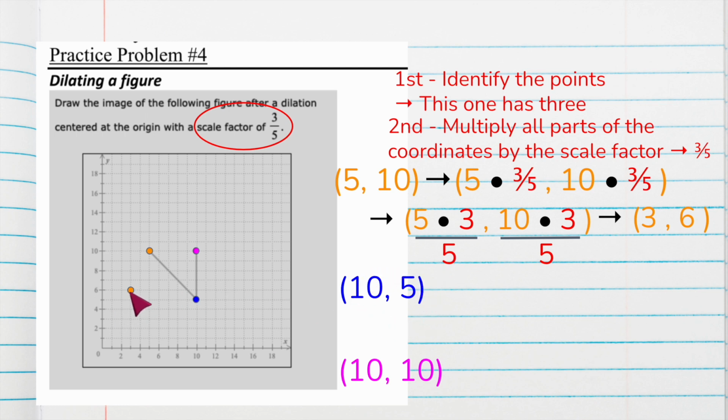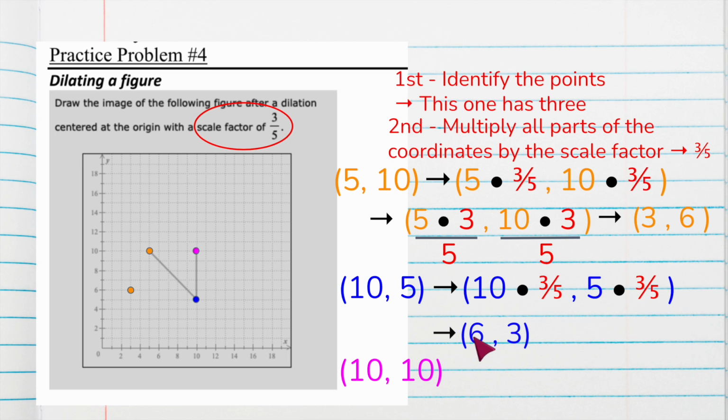You can see I've already placed the new orange point here. That's my new prime point. So now (10, 5). Well, I just did this, right? I just did 5 and 10. So really, it's the exact same thing. They're just going to switch spots. So 10 times 3/5, well, that gets me 6. And 5 times 3/5, well, that just gets me 3.